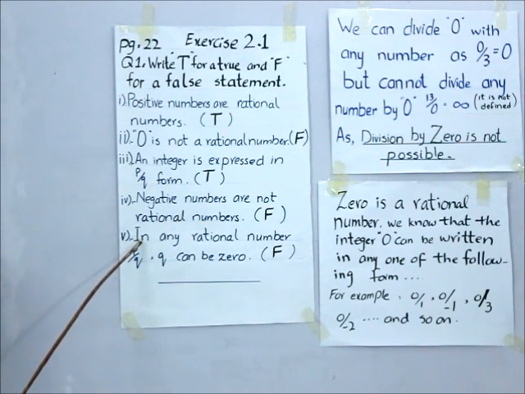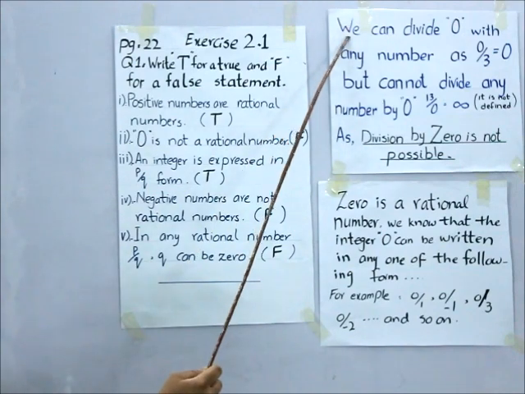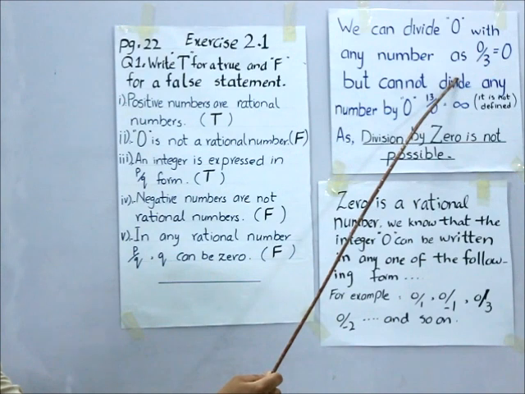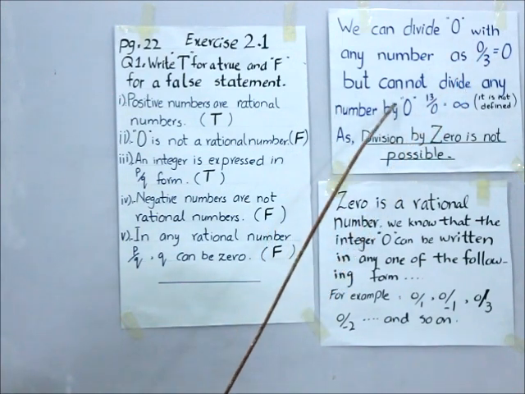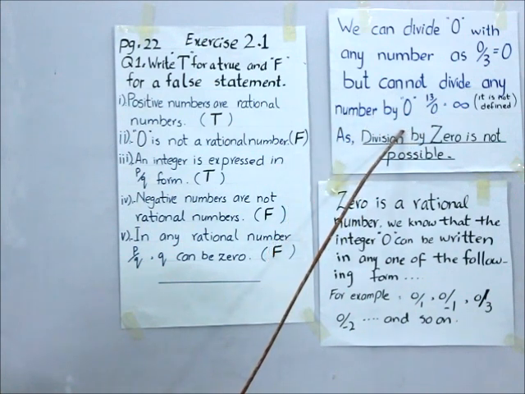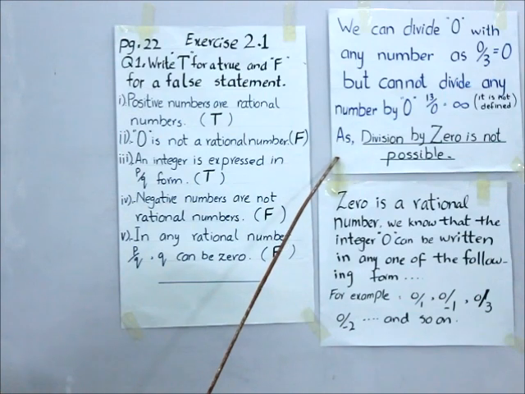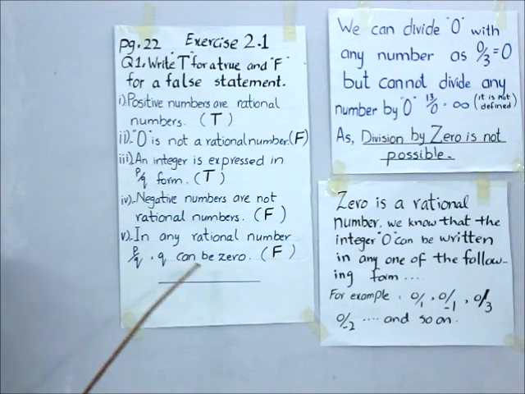Number 5. In any rational number p by q, q can be 0. It is false. How? Look here. We can divide 0 by any number, as 0 by 3, and we can get the answer. But we cannot divide any number by 0. In this case, it is not defined. So we can say easily, division by 0 is not possible. According to this rule, this statement is false.